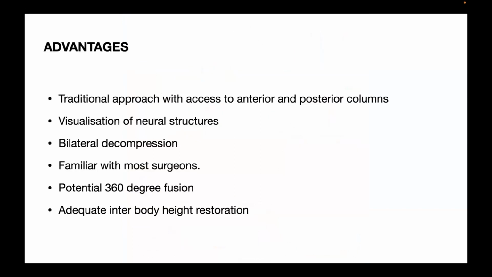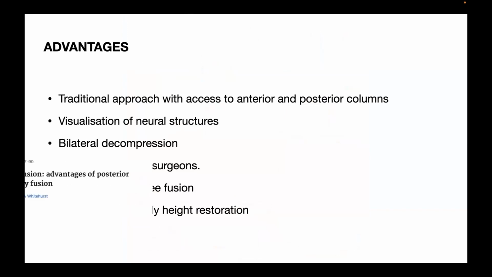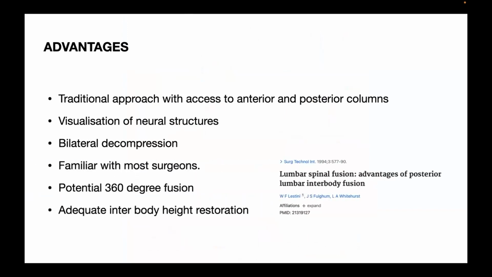The advantages of posterior lumbar interbody fusion are that it's a traditional approach with access to the anterior and posterior columns of the spine. Visualization of the neural structures is clear, and in a single approach, bilateral decompression can be done. It is familiar to most surgeons, a 360-degree potential fusion can be performed with a single posterior approach, and adequate interbody height restoration can be performed in the single approach.